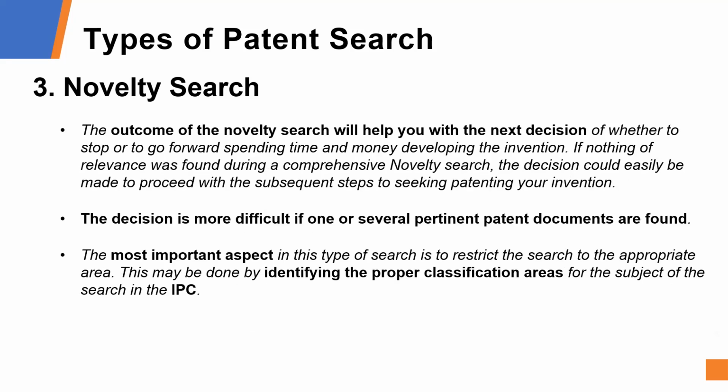Okay, so the outcome of the novelty search will help you with the next decision, because this is the part where you determine whether your invention is novel or not, new or not. So it depends. If you find out during the novelty search that the invention is no longer new, that means it's not good to apply for a patent anymore. Or what you need to do is figure out how you can improve your invention so that it will be treated as novel compared to what already exists in the market and in the patent databases.